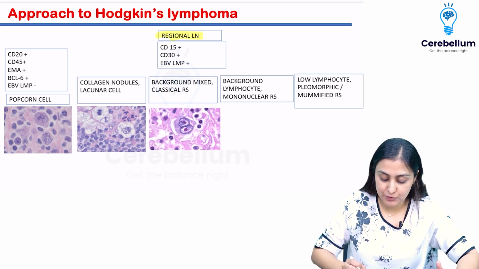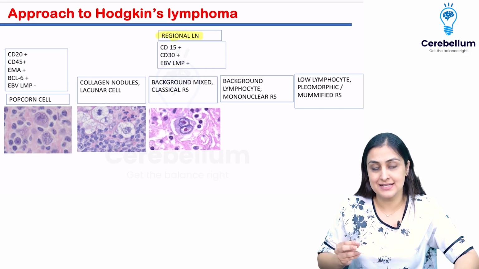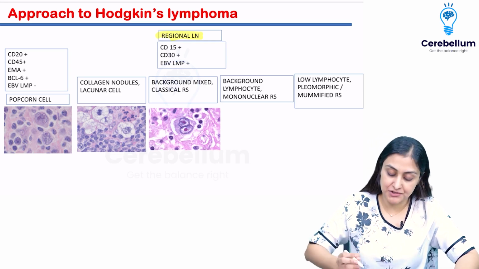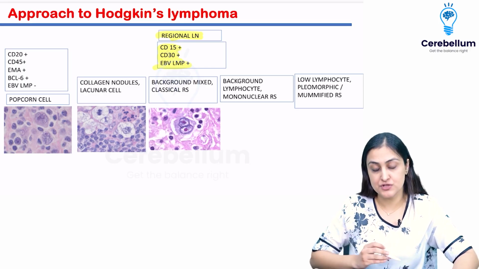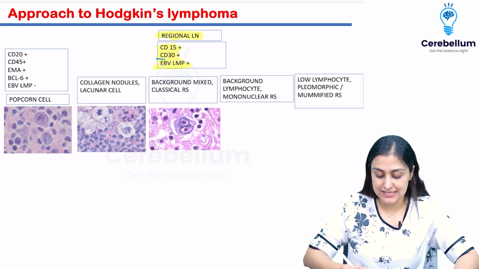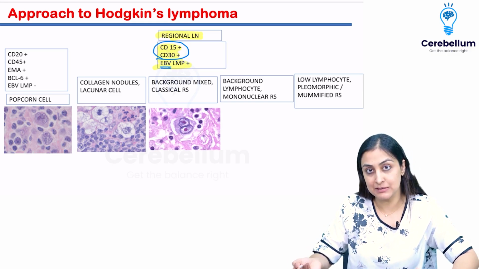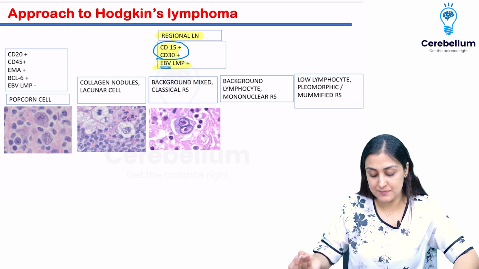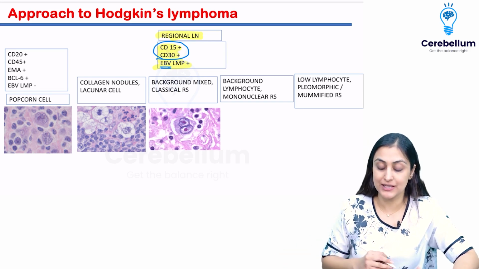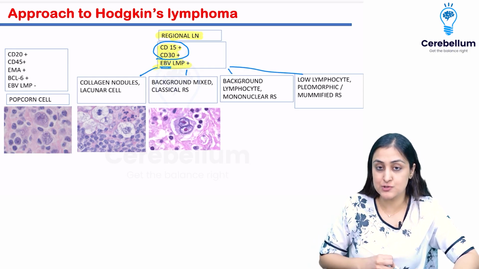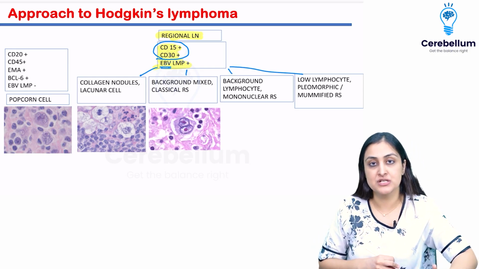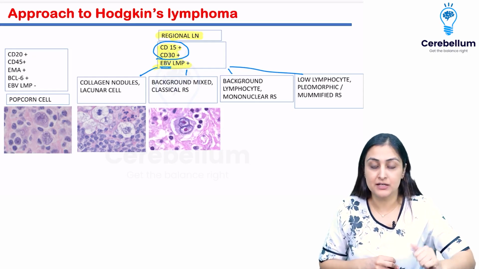So here you have to look at the RS cells, the Reed-Sternberg cells and the markers. So when you have CD15/30 positive, this is the classical Reed-Sternberg cell wherein you have 15/30 positive and associated frequently with EBV LMP. So this is the Epstein-Barr virus positivity that we get with these types. So now you have 4 different possibilities with a classical Hodgkin's lymphoma CD marker pattern.